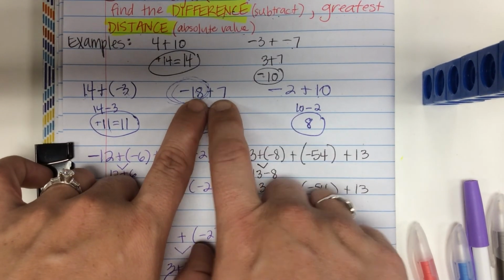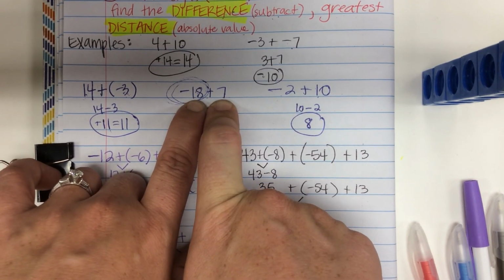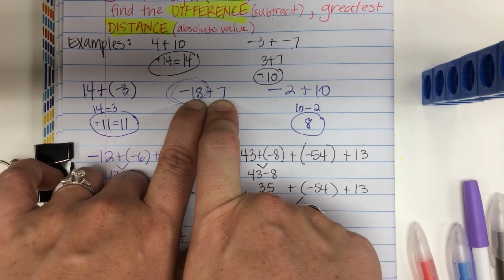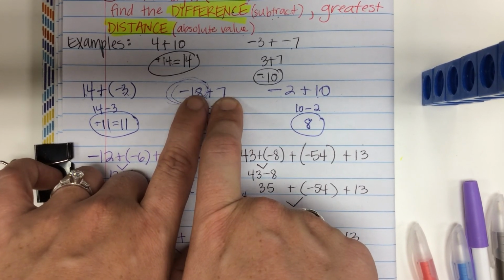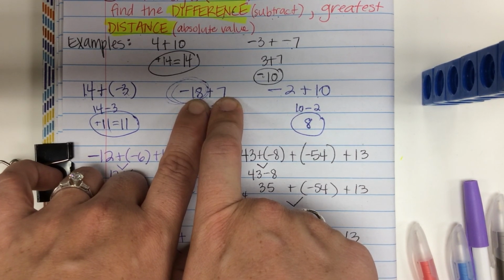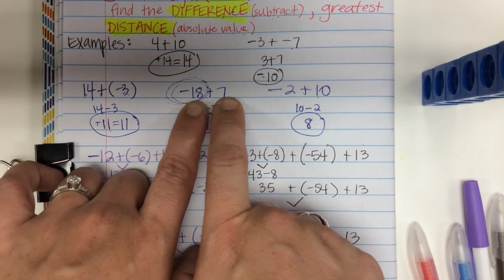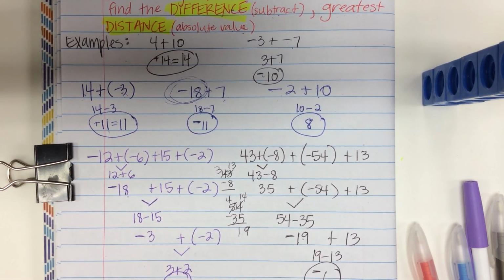If you're doing this problem and you got positive 11 as your answer, or 25 as your answer, and you look back at the original problem and you say, wait a second, 7 more than negative 18? It's not 25. That doesn't make sense. You have to be able to predict what your value is going to be near.